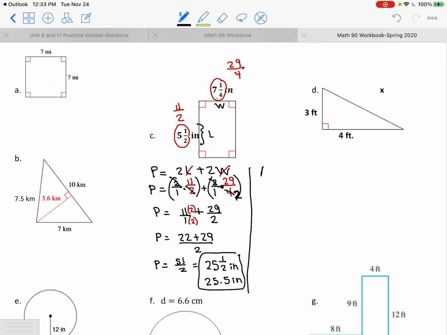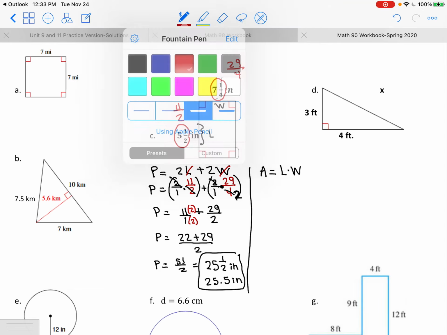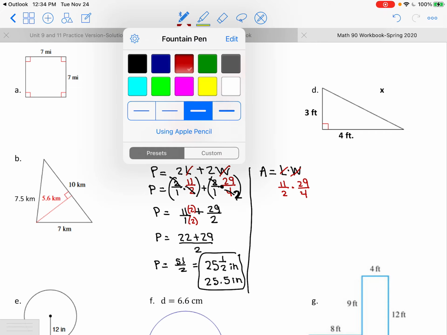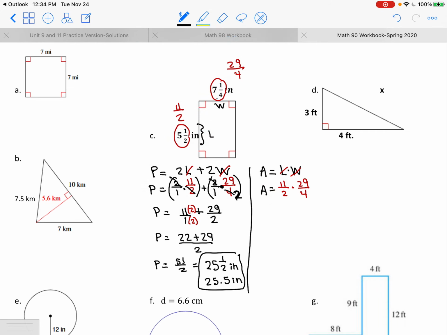And we know our area, going back to writing down our formula, the area formula for a rectangle is length times width. Once again, we're going to plug our values in, going to those improper fractions again: 11 halves times 29 fourths. Unfortunately, there's nothing that we can cancel here, so we're going to have to do the math. 11 times 29 is going to give us 319 over 8. We would never leave it like that.